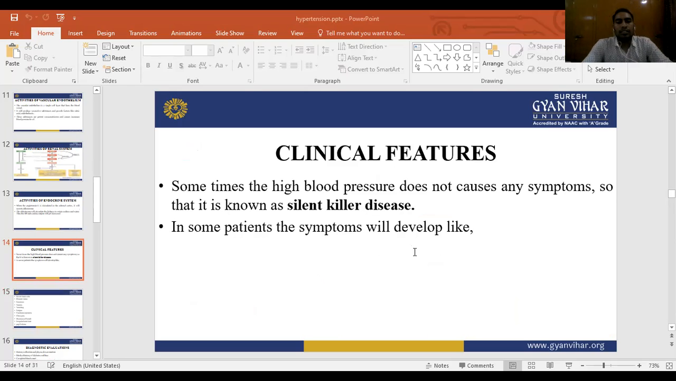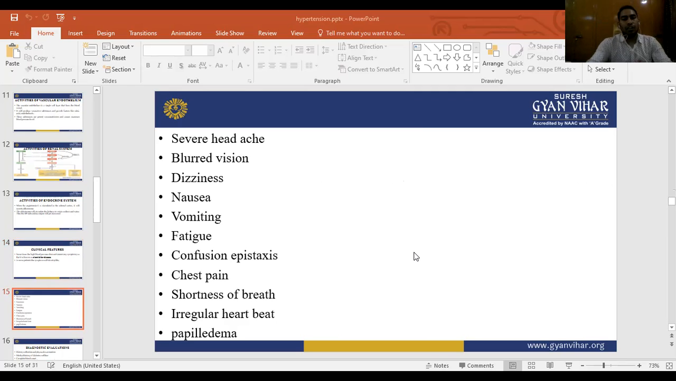Clinical features. Sometimes high blood pressure does not cause any symptoms, so it is known as a silent killer disease. In some patients, symptoms will develop like severe headache, blurred vision, dizziness, nausea, vomiting, fatigue, confusion, epistaxis, chest pain, shortness of breath, irregular heartbeat, pulmonary edema. These are the symptoms in hypertension.